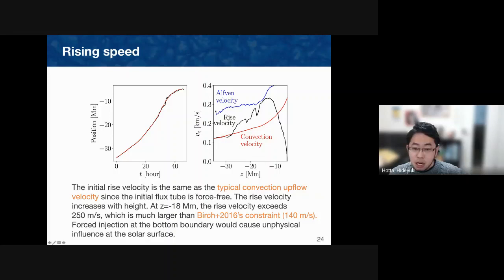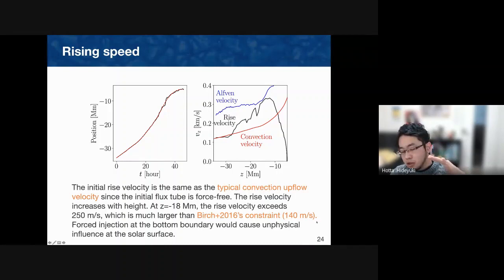Okay, so the important point here is that at the 18 megameter depth, which is the bottom boundary of Matthias Rempel's calculation, this exceeds 250 meters per second, which is much larger than the Aron-Bartis constraint. Actually, we haven't calculated a shallow bottom boundary with a forced inserted magnetic flux tube. But we guess that the forced injection at the bottom boundary causes unphysical influence on the outer surface. So maybe this constraint can be relaxed with a deeper, larger computation box calculation. This is one result.